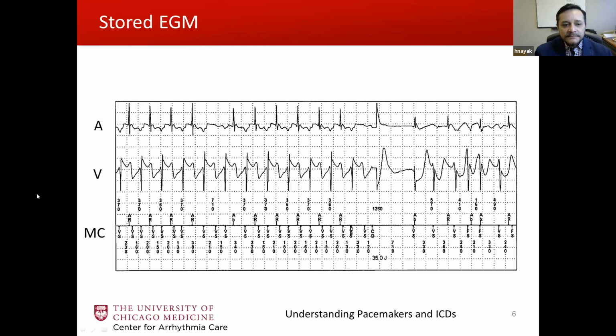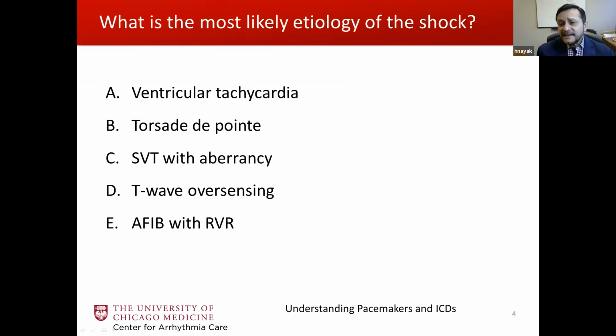So my question is, what is the most likely etiology of the shock? Is it A, ventricular tachycardia? Is it B, torsade de pointes, because he happens to be on sotalol and his primary care doctor started him on levofloxacin? Is this supraventricular tachycardia with aberrancy? Is this T-wave oversensing? Or is this atrial fibrillation with rapid ventricular response, which is one of the most common causes for an inappropriate shock? All right, if someone wants to volunteer an answer or through the chat group, write down A, B, C, D, E. Ralph's going to go over that.